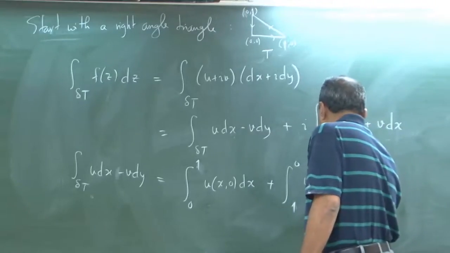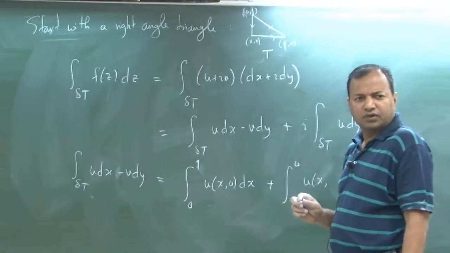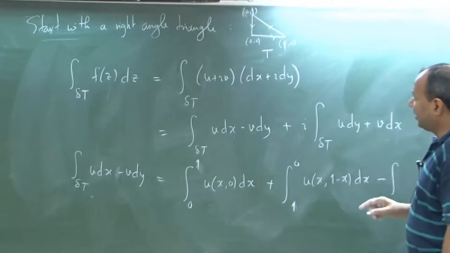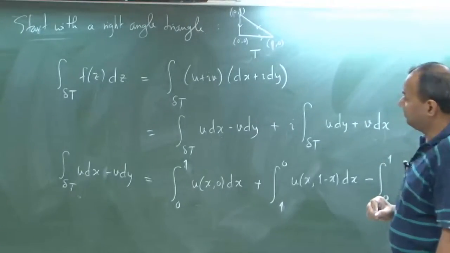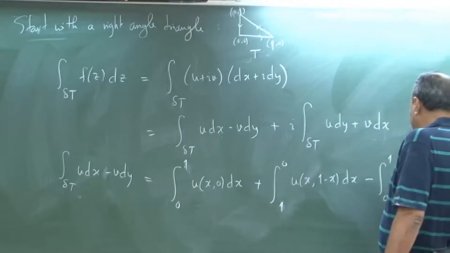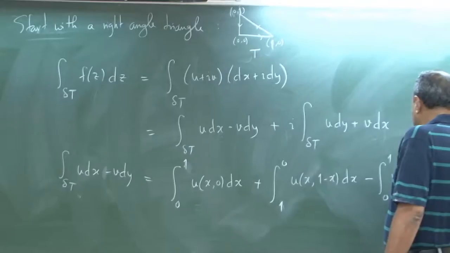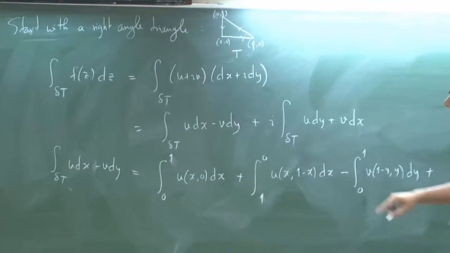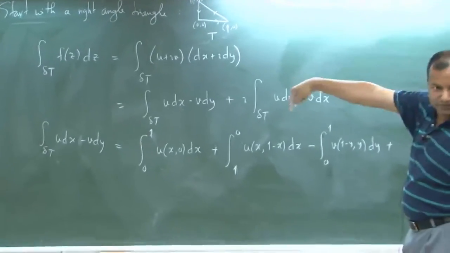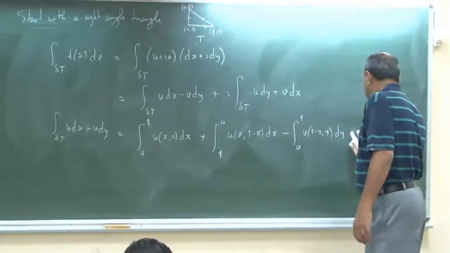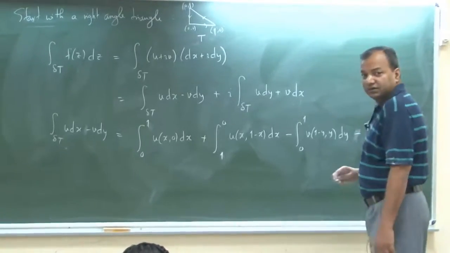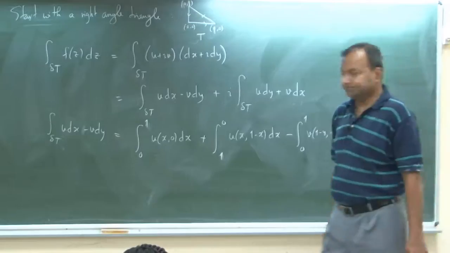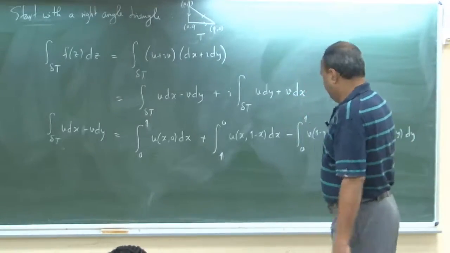and you get u x, and what is y? y is 1 minus x dx minus, what about y? y goes from 0 to 1, and you get v 1 minus y, y dy. And what about the third region? In the third region, x is 0, so dx vanishes, minus y goes from 0 to 1, sorry, 1 to 0, and you get v 0 y.